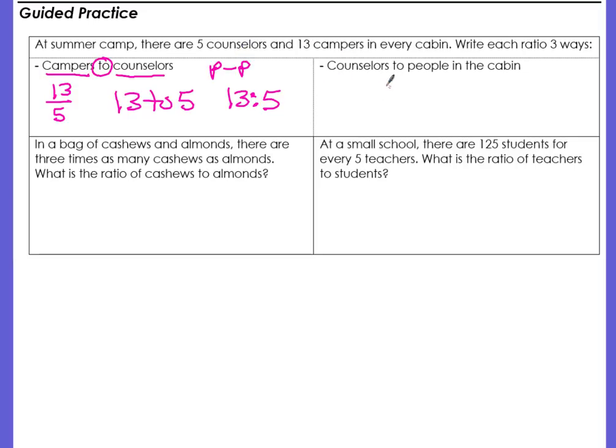But when we go to our next example, counselors to people in the cabin, this is going to be a part to whole. We want just part of the people, and we're going to compare it to all of the people, or the total number of people in the cabin. So let's write a ratio. How many counselors? 5. And to find the total people in the cabin, we need to add. The only people in the cabin are the counselors and the campers. So we add 5 plus 13 and we get 18. That does not need to be simplified, so we can continue to write it the other two ways. So it would be 5 to 18, or with the colon, 5:18.